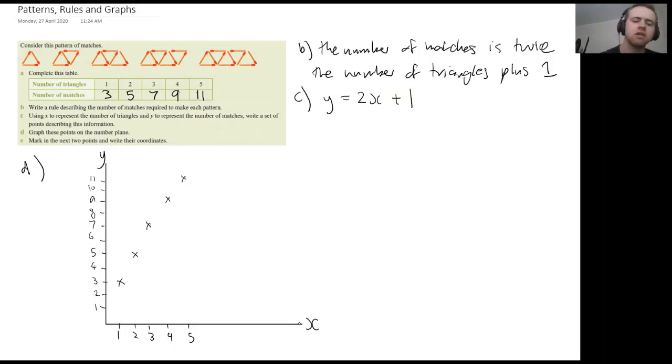Now, my scale isn't exactly perfect. On your grid book, you'll be able to do it much more accurately. But you should be getting this kind of straight line forming between these points. It's because it is a linear relationship, which means it makes a line.